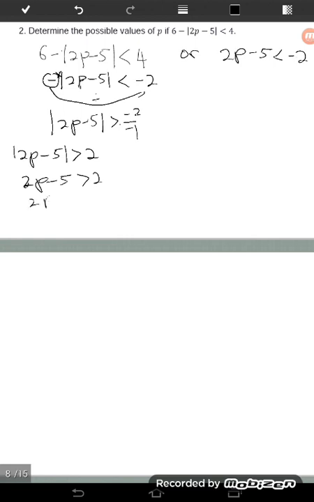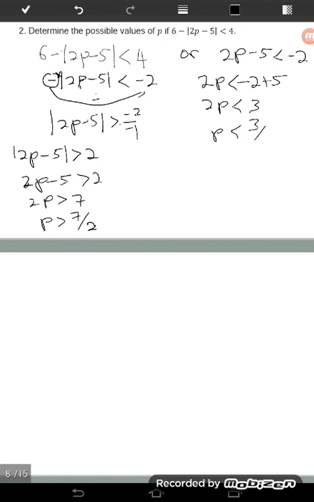So you will have 2p greater than 2 plus 5, which is 7, and p greater than 7 over 2. And for the other one, 2p less than negative 2 plus 5, so you have 2p less than 3 and p less than 3 over 2.